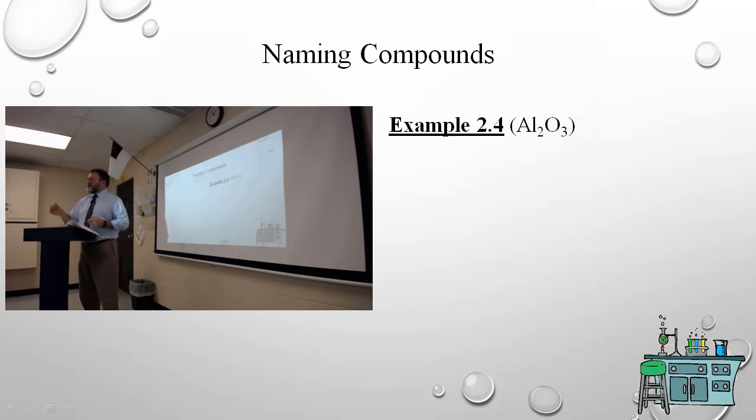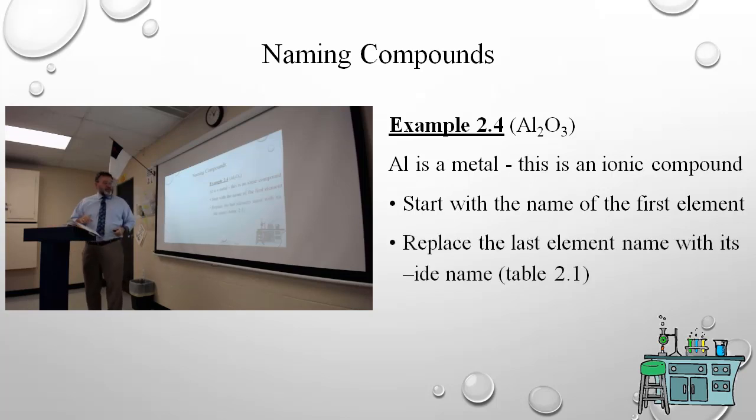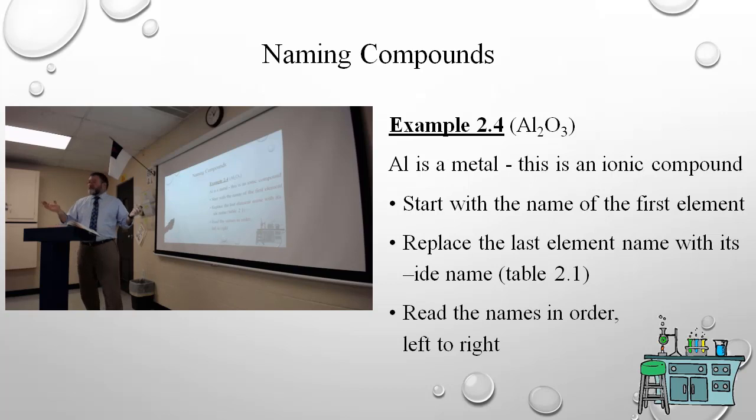So what naming paradigm am I going to use? Am I going to use monos, dis, tris, or not? No. Because it's ionic, it's a metal, so it's ionic, which means I start with the name of the first element, then I ide the second element, and then I read it from left to right.